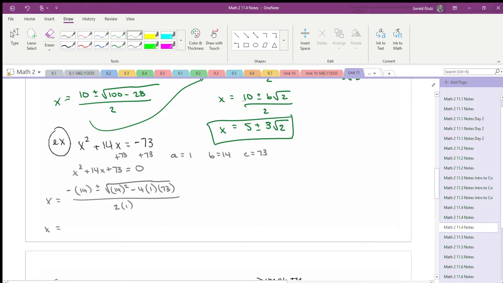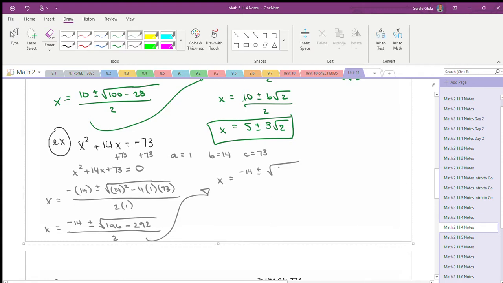So if I start to do some of the math here, I get negative 14 plus or minus the square root of 14 squared is 196, minus 4 times 73, break out my calculator here, it's 292, all divided by 2. So x is equal to negative 14 plus or minus the square root of 196 minus 292, which is negative 96, all divided by 2.